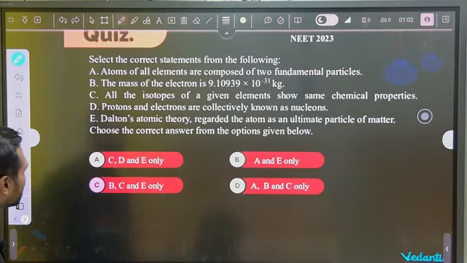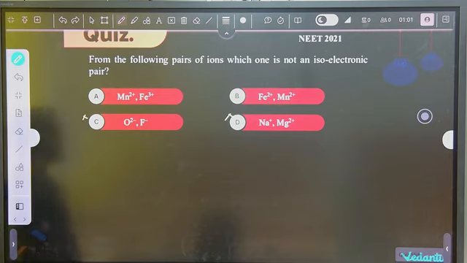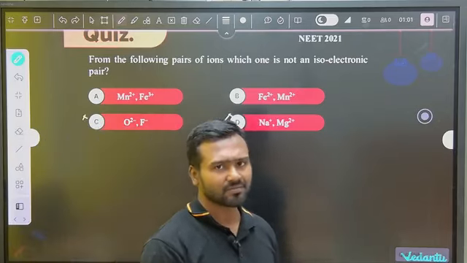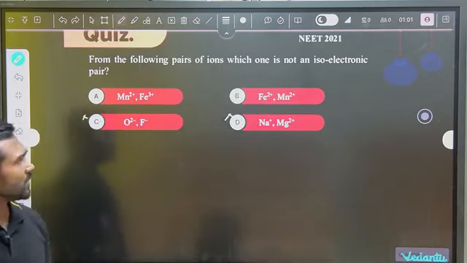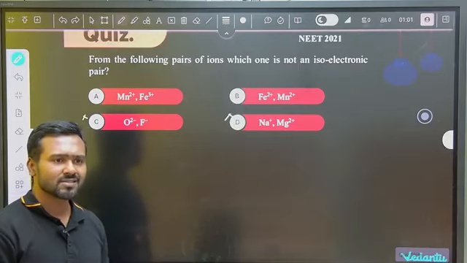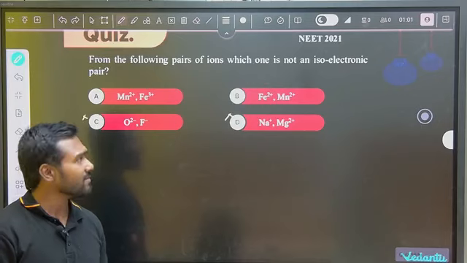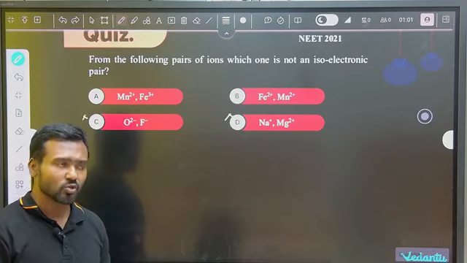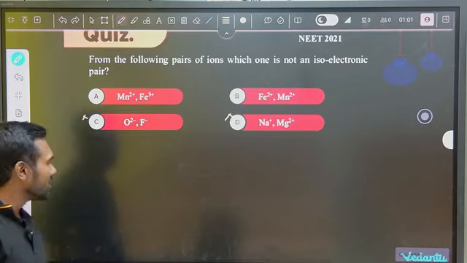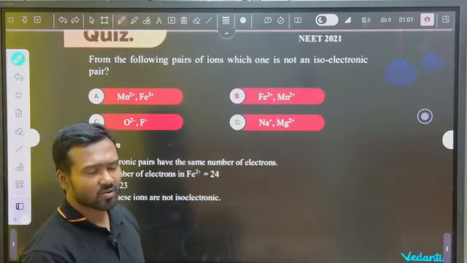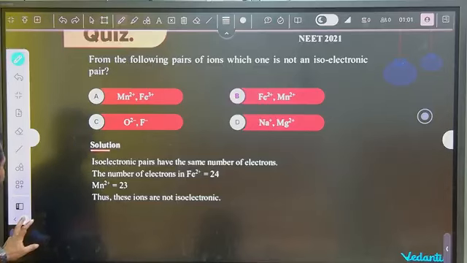Next, Mn2 plus. Now manganese is 25, and 2 electrons removed gives 23. And iron is 26, and 3 electrons are removed, so it will be 23. And Fe2 plus and Mn2 plus: Fe2 plus, it is 26, 2 electrons are removed, it's 24. And manganese, 25, 2 electrons are removed, so it will be 23. So the answer is the second option. In the second option, you are not having the same number of electrons.